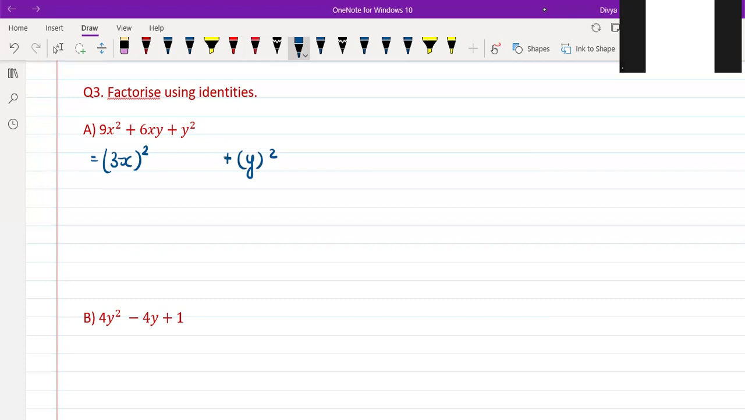And if you remember in my previous video, I have explained there is one identity which says x plus y whole square is equal to x square plus y square plus 2xy. So this identity is going for this question because here you can see that this is the first term square, which is x square, and this is the second term square, which is y square only.